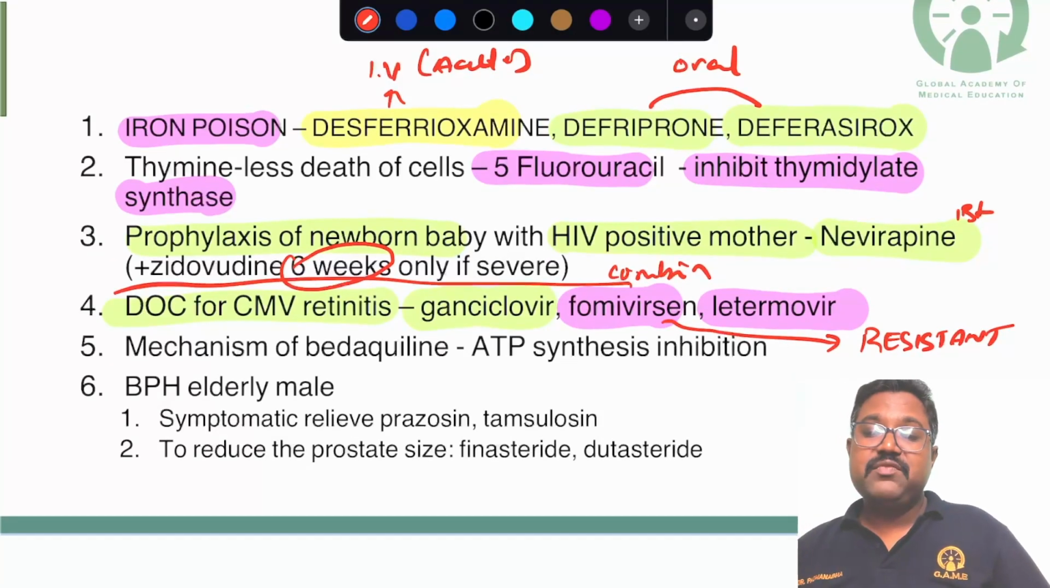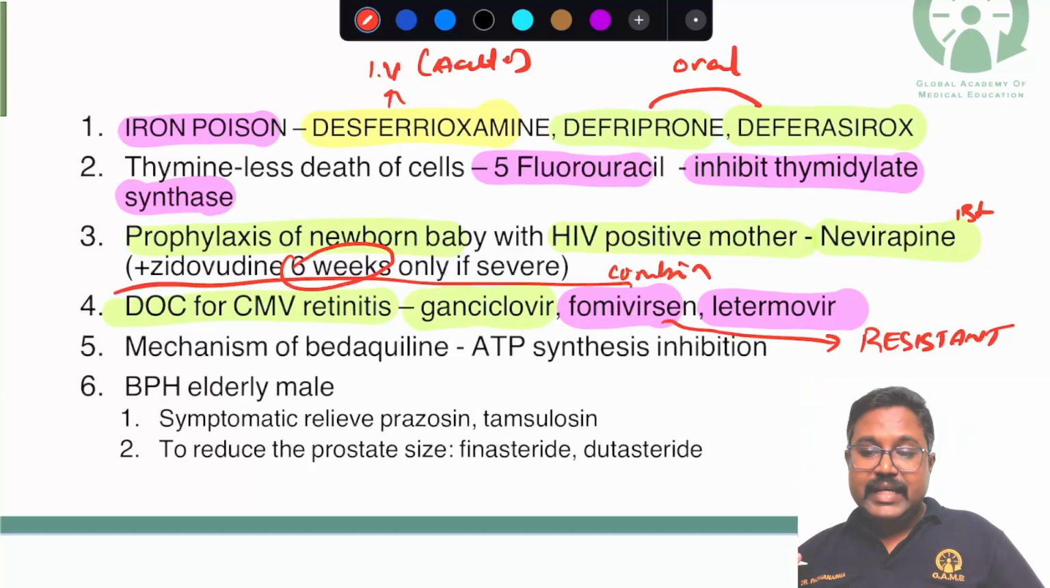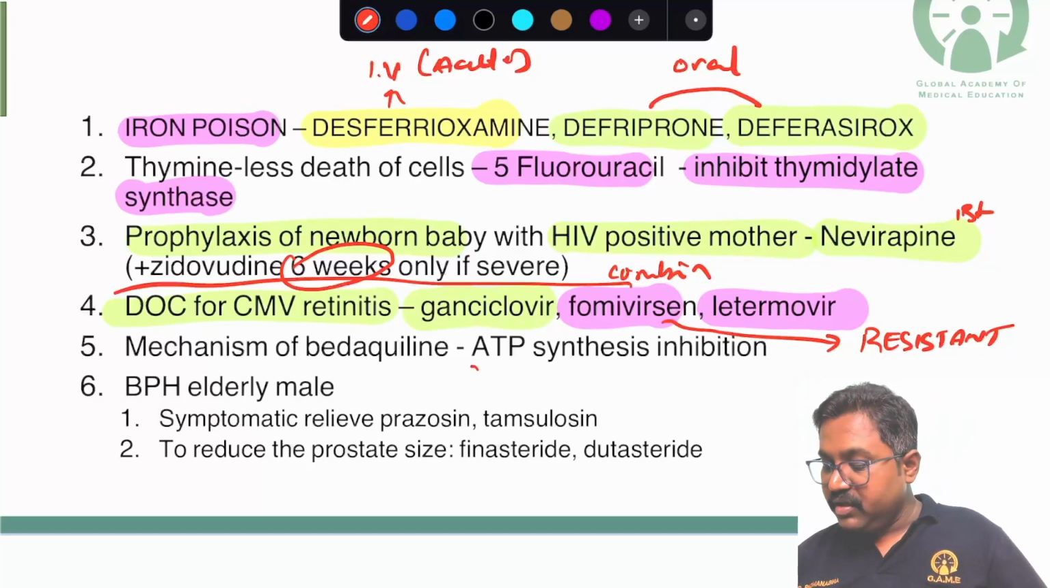So what will be the mechanism of action of bedaquiline, which is a newer antitubercular drug? The mechanism of action will be ATP synthesis inhibition. Basically, they are used for MDR tuberculosis.